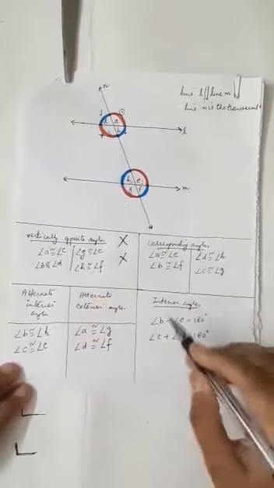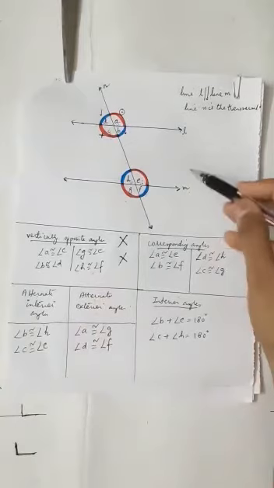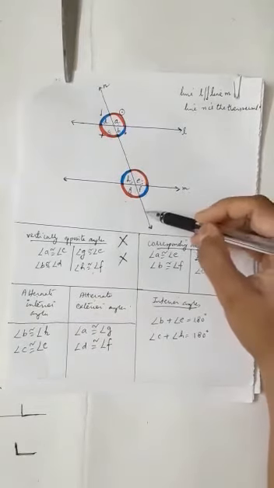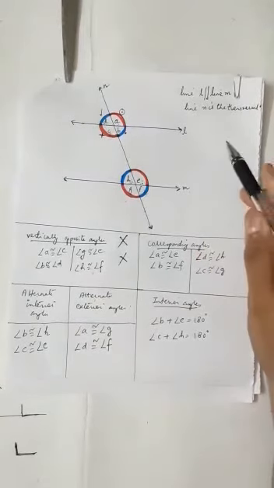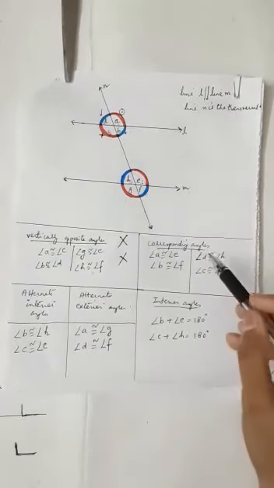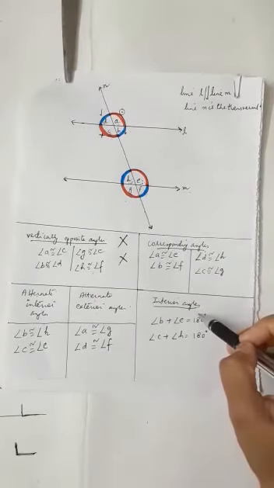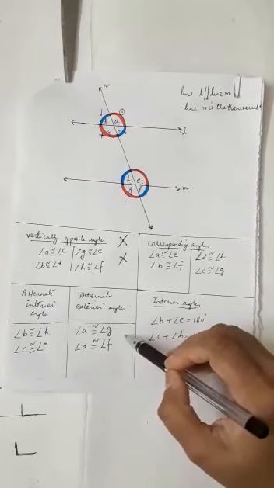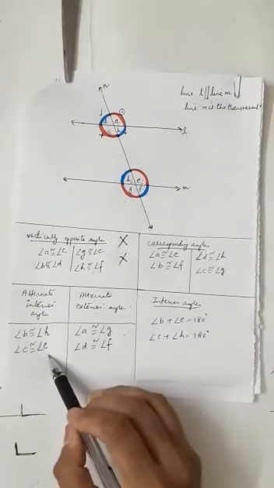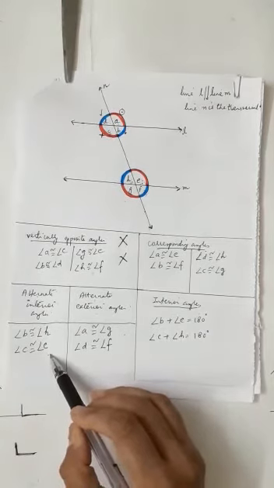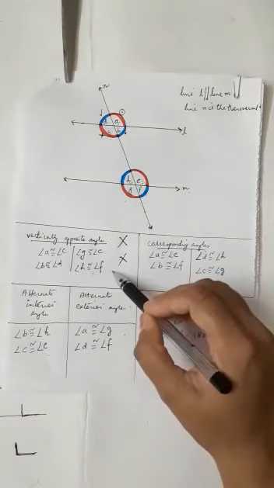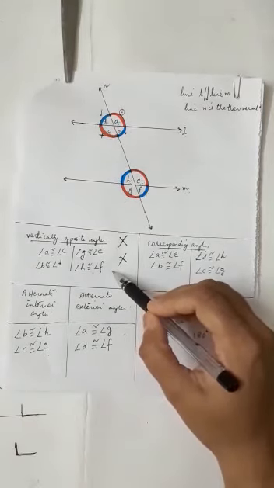Okay, so we can see, children, totally when we have two parallel lines cut by a single transversal, there is a formation of 8 angles. We have 4 pairs of corresponding angles, 2 pairs of interior angles, 2 pairs of alternate exterior angles, 2 pairs of alternate interior angles, and 4 pairs of vertically opposite angles.